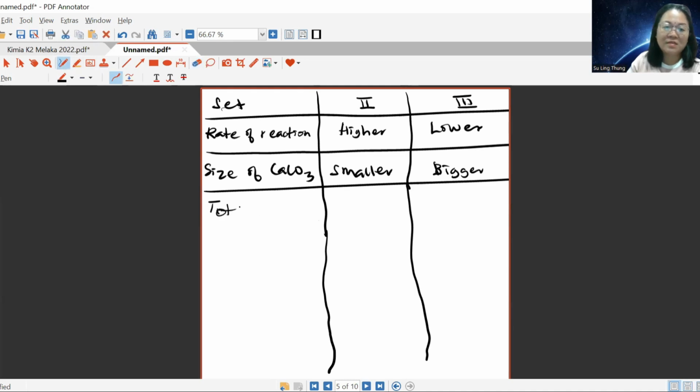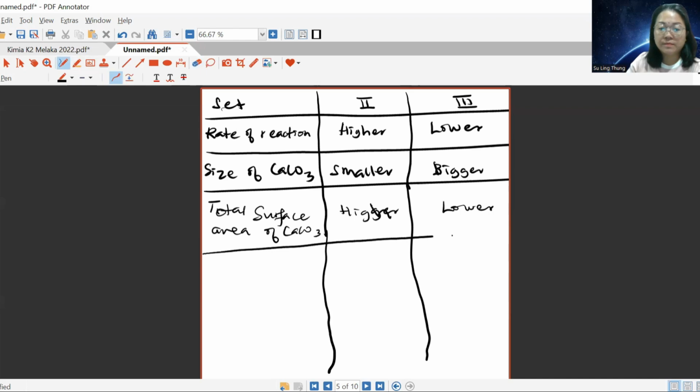Okay, total surface area of CaCO3. So it's obviously in set 2 bigger, higher compared to set 3. Okay, so number of CaCO3 per unit volume, this is of course higher compared to set 3.